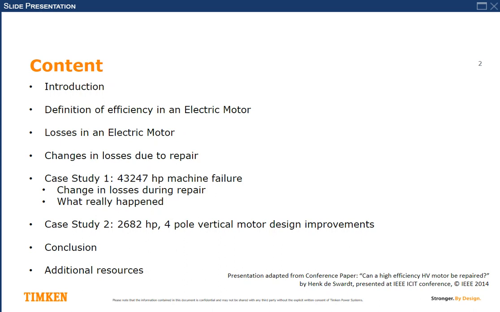And then we're going to do 2 case studies. One is a nice big 43,247 horsepower machine that had a failure. It's the actual study of an actual machine failure. We're going to look at what happens to the losses, or what could potentially happen to these losses during a repair. And then we'll end the case study with what really happened. And then in case study 2, I'm going to expand a little bit more on what about the efficiency of a machine?